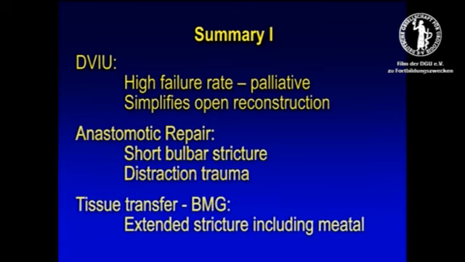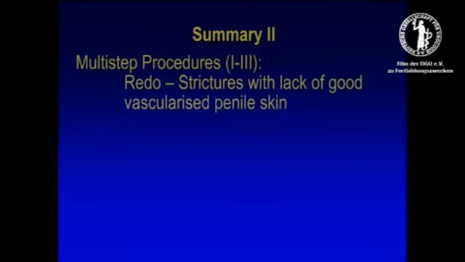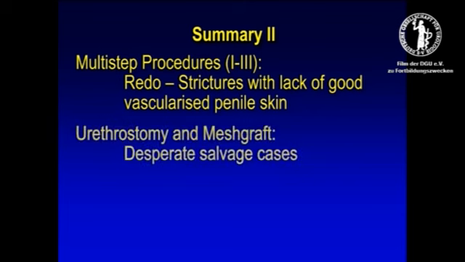In case of non-traumatic and extended stricture, including penile or meatal stricture, tissue transfer is necessary. In most cases, we use buccal mucosa graft. In case of completely destroyed urethra with extended scarring of penile skin, the staged procedure delivers far better cosmetic and functional results. The use of mesh graft or a perineal urethrostomy can be a solution for salvage cases.